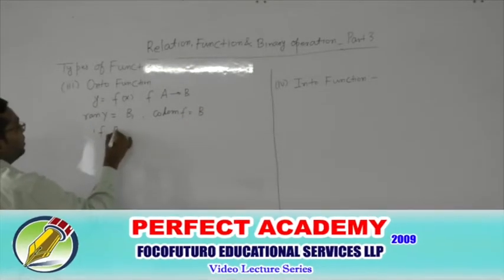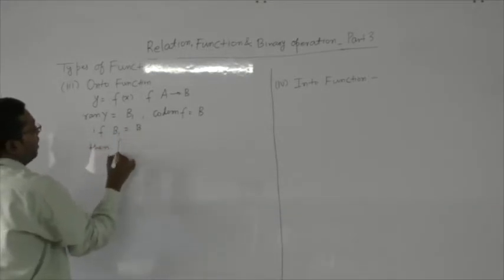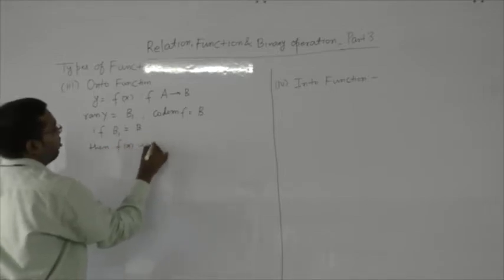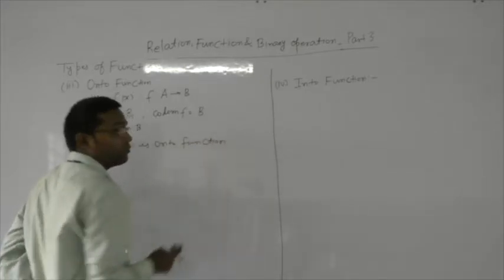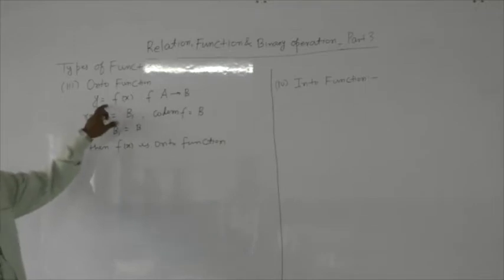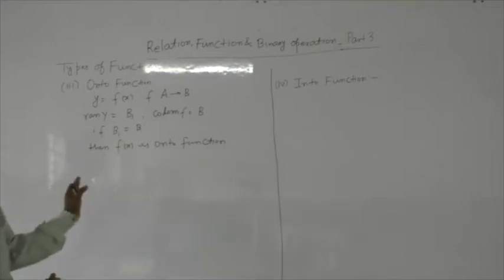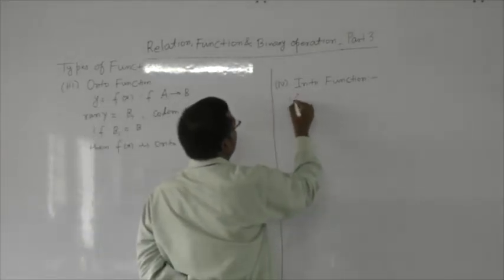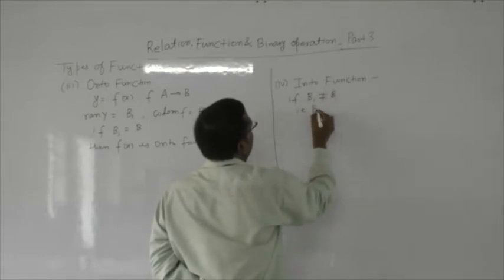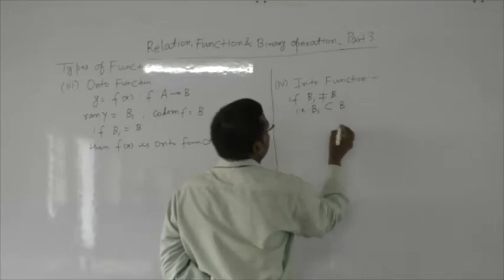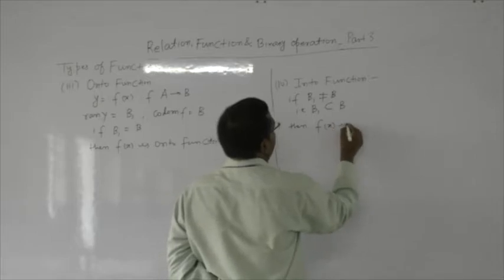If B1 becomes B, then we say f(x) is an onto function. Then f(x) will be our onto function. If the range is equal to the codomain of the function, we say it is an onto function. And just the reverse of it, if B1 is not equal to B, that is, B1 is a proper subset of B, then f(x) is an into function.